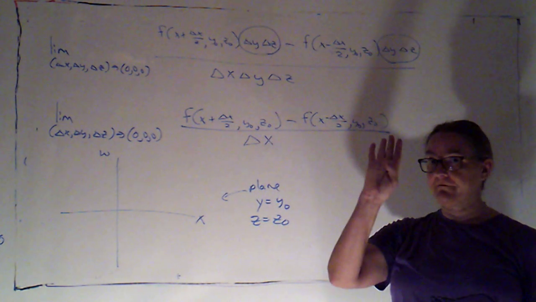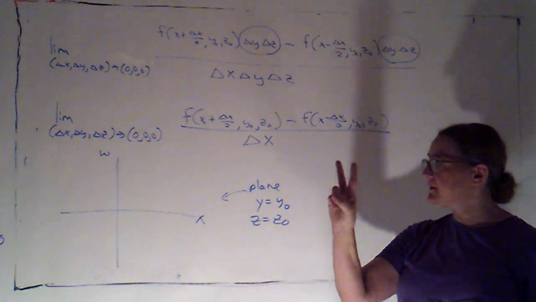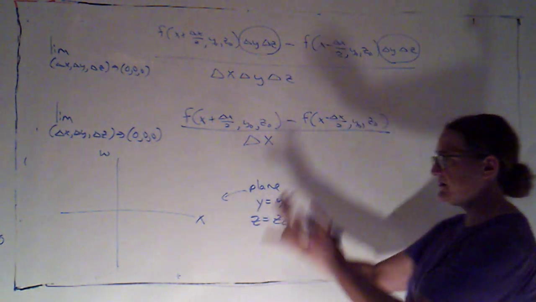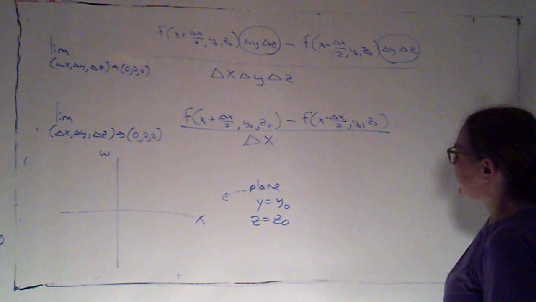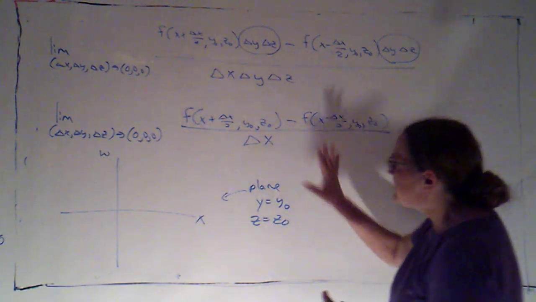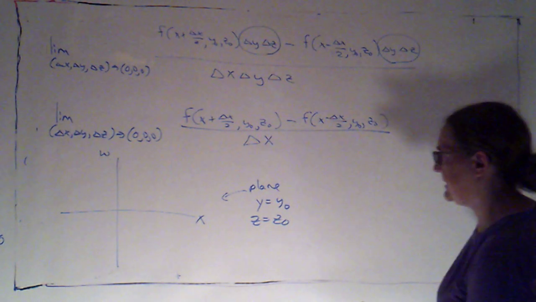So in 4-space, I've got 4 variables: x, y, z, and w. If I hold 2 of them constant, I'm going to get a plane. So it's going to be parallel to the xw plane. All right, excellent. So what's going on here with this basic limit here?